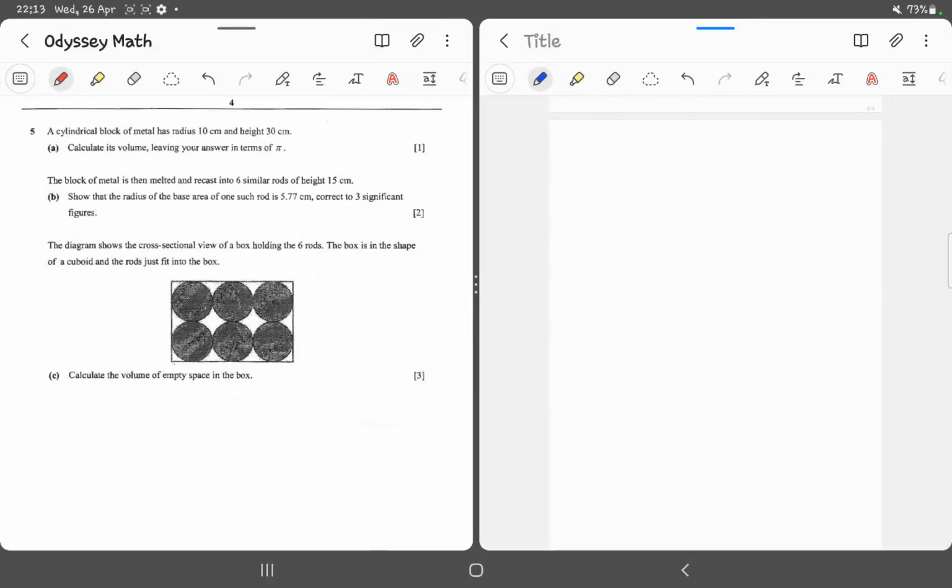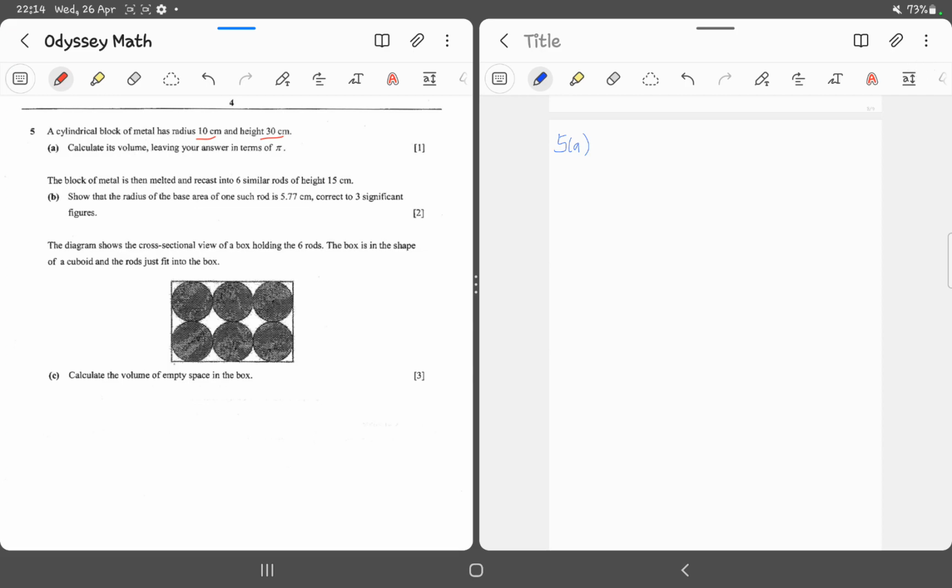Question number 5 here might be slightly challenging but still doable. It's on volume and area. So without further ado, let's do question number 5a. A cylindrical block of metal has radius 10 cm and height of 30 cm. Calculate its volume, leaving your answer in terms of pi.